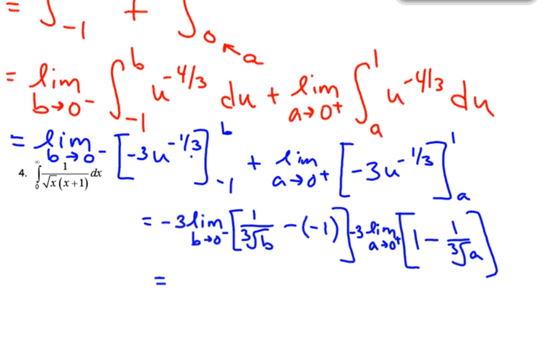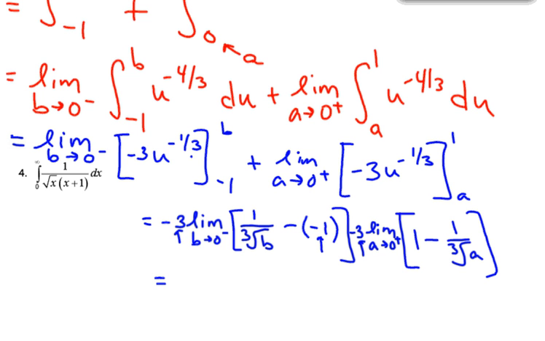Okay, here's my next line. So all I did was evaluate at b minus the evaluate at negative 1, then plus and do from 1 to a. So notice you have the negative 3, and so I just brought those negative 3's out in front of the limit. And then also notice that you have u to the negative 1/3, so that's going to be 1 over the cubed root of u. So when I take the cubed root of negative 1 here, that would be negative 1.